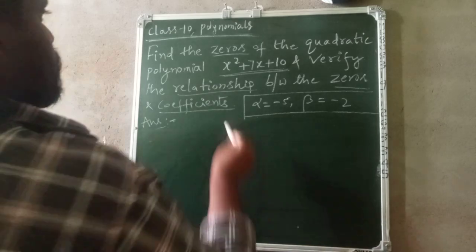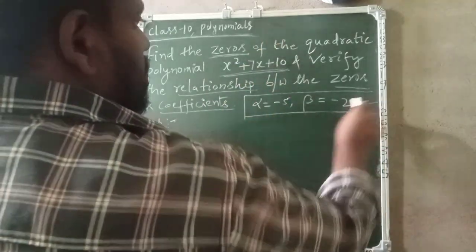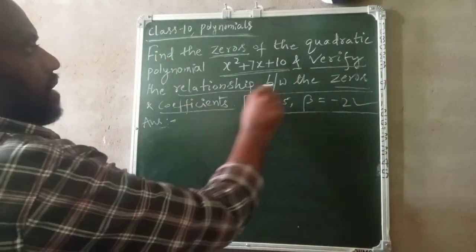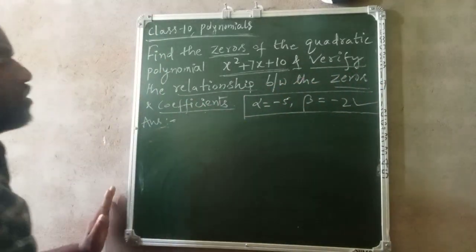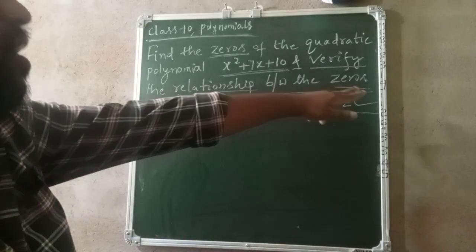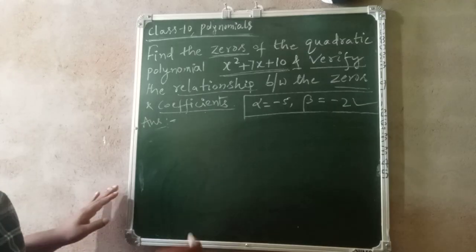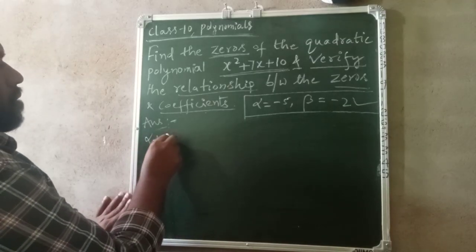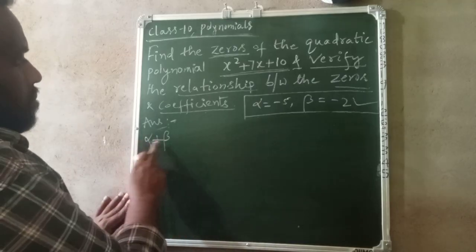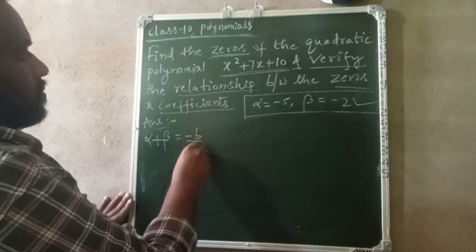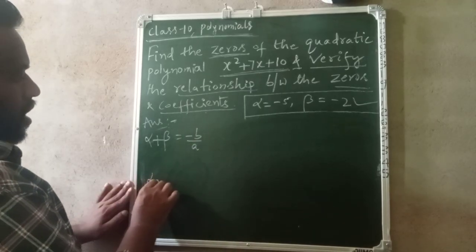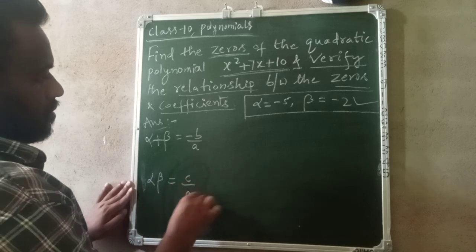Now first part is find the zeros. So these are the zeros. This is done. Next, another part of question is this one. Verify the relations between the zeros and coefficients. To verify the relationship between the zeros and coefficients, we will use the formula. Sum of zeros, alpha and beta are the zeros. I am taking plus means sum. So sum of zeros is equal to minus b by a. Next another formula is there, alpha into beta is equal to c by a.